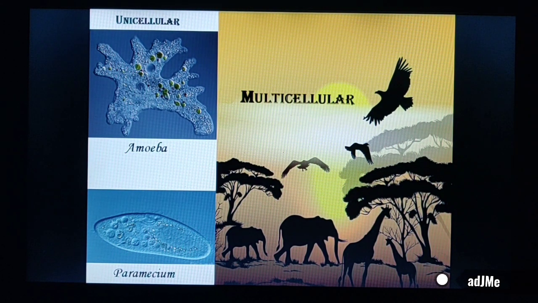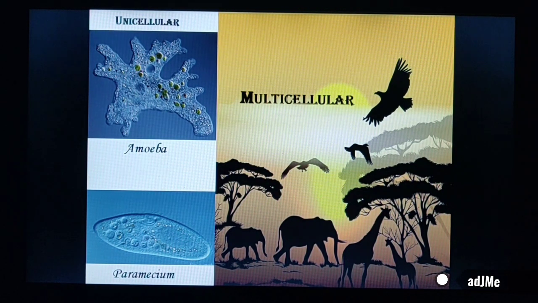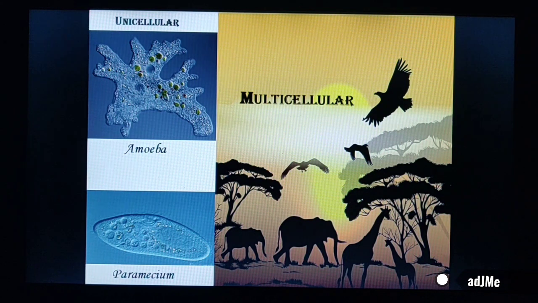We are not concentrating on the plants. We also have unicellular plants like bacteria, yeast, even algae you have some unicellular. I'm not going to give those examples, we will stick to animals. So again I repeat, unicellular animals, example amoeba and paramecium.